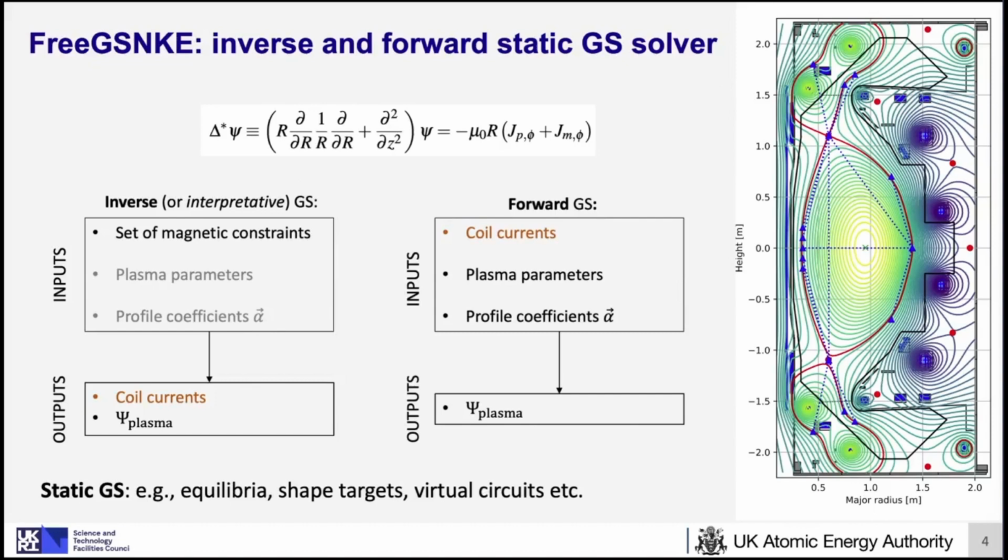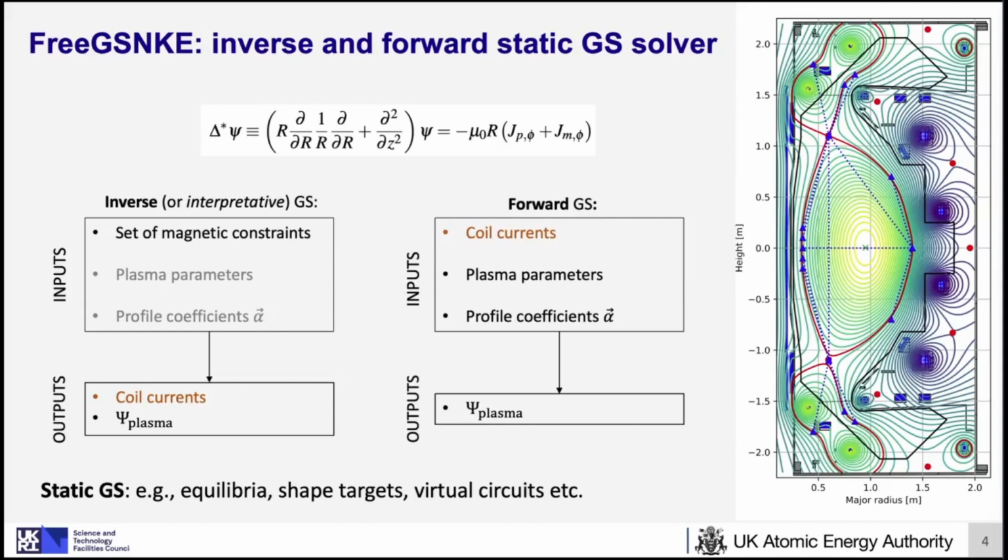FREEGSNKE can both do inverse Grad-Shafranov static solves. These are the solves where you fix a set of magnetic constraints and infer the coil currents and the plasma equilibrium that can realize those, but can also do forward Grad-Shafranov solves, which is when you actually fix the coil currents and you want to calculate the plasma equilibrium that comes from them.